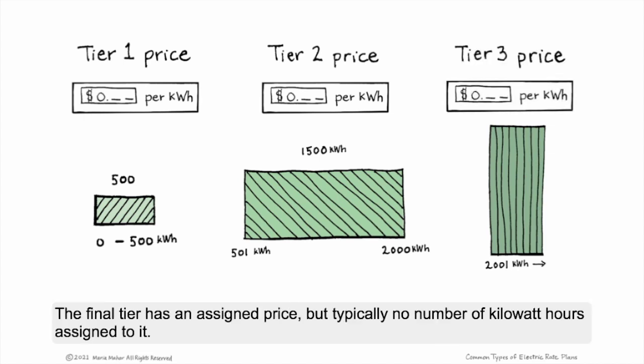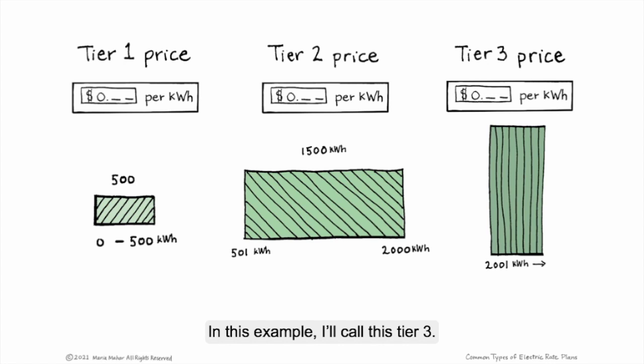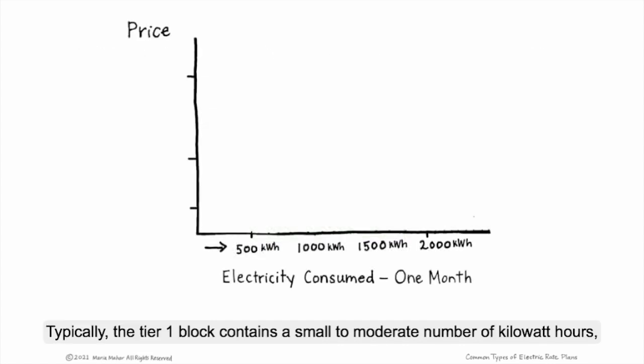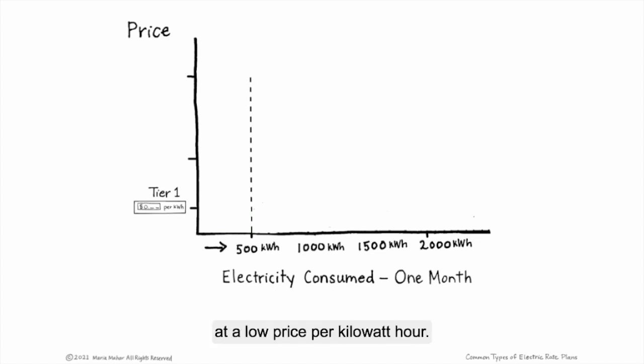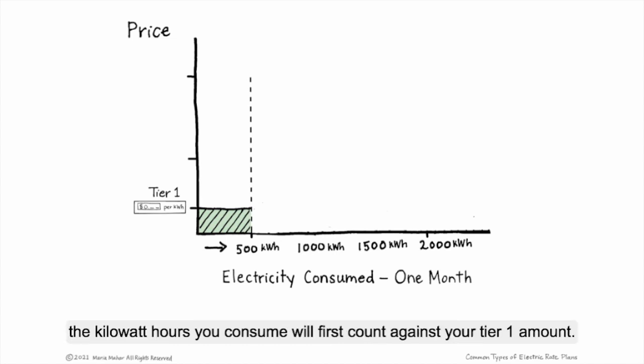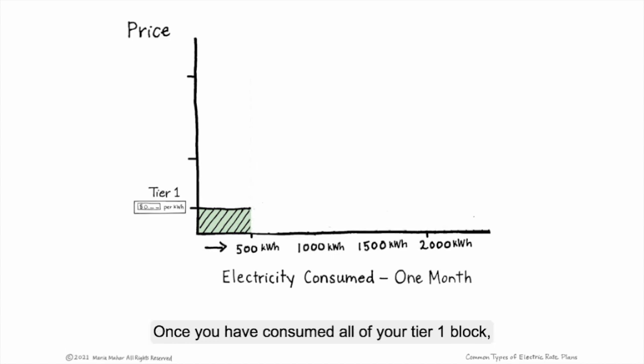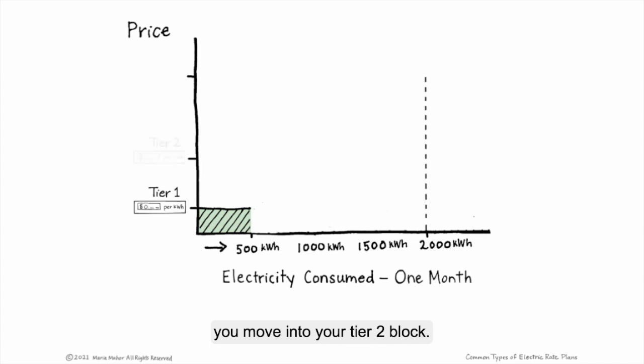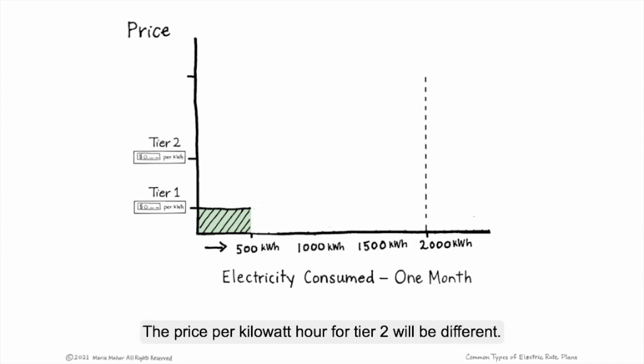The final tier has an assigned price, but typically no number of kilowatt hours assigned to it. In this example, I'll call this Tier 3. Typically, the Tier 1 block contains a small to moderate number of kilowatt hours at a low price per kilowatt hour. As you use electricity during the month, the kilowatt hours you consume will first count against your Tier 1 amount. Once you have consumed all of your Tier 1 block, you move into your Tier 2 block. The price per kilowatt hour for Tier 2 will be different. In most tiered plans, Tier 2 has a higher price than Tier 1. But in some cases, Tier 2 can be less expensive.